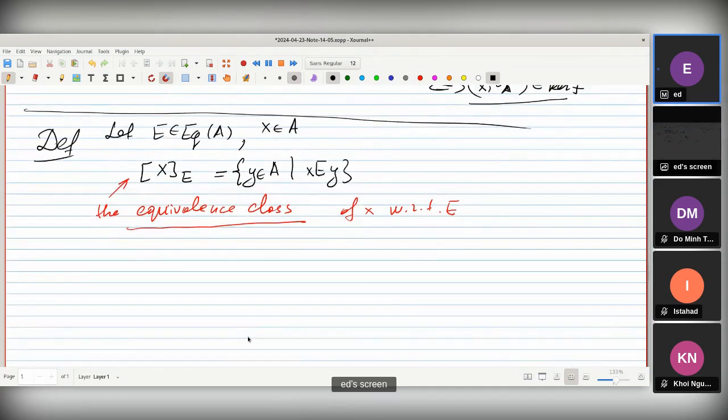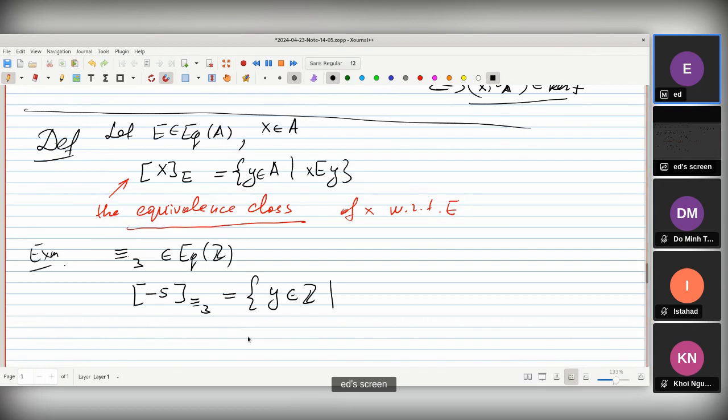For example, if we consider our example with congruence modulo m, congruence modulo 3 is an equivalence relation on Z. Which elements are equivalent to, say, -5? What is the equivalence class of -5 modulo 3? All such numbers which are congruent modulo 3 to -5. But -5 is congruent to what modulo 3? One. Exactly. It is 1 modulo 3.